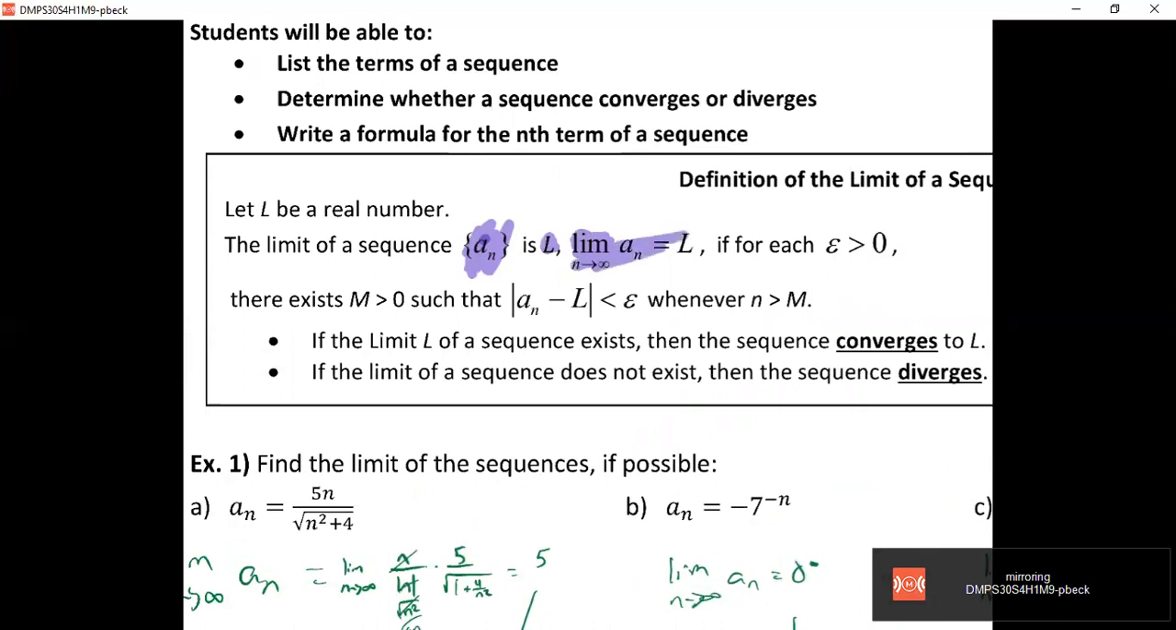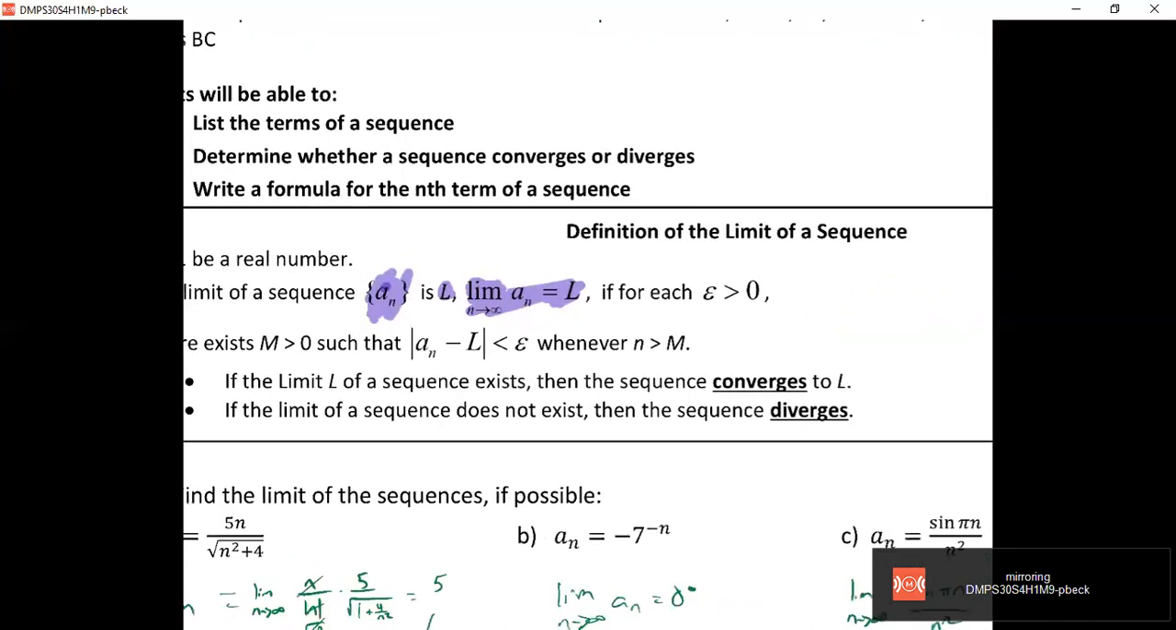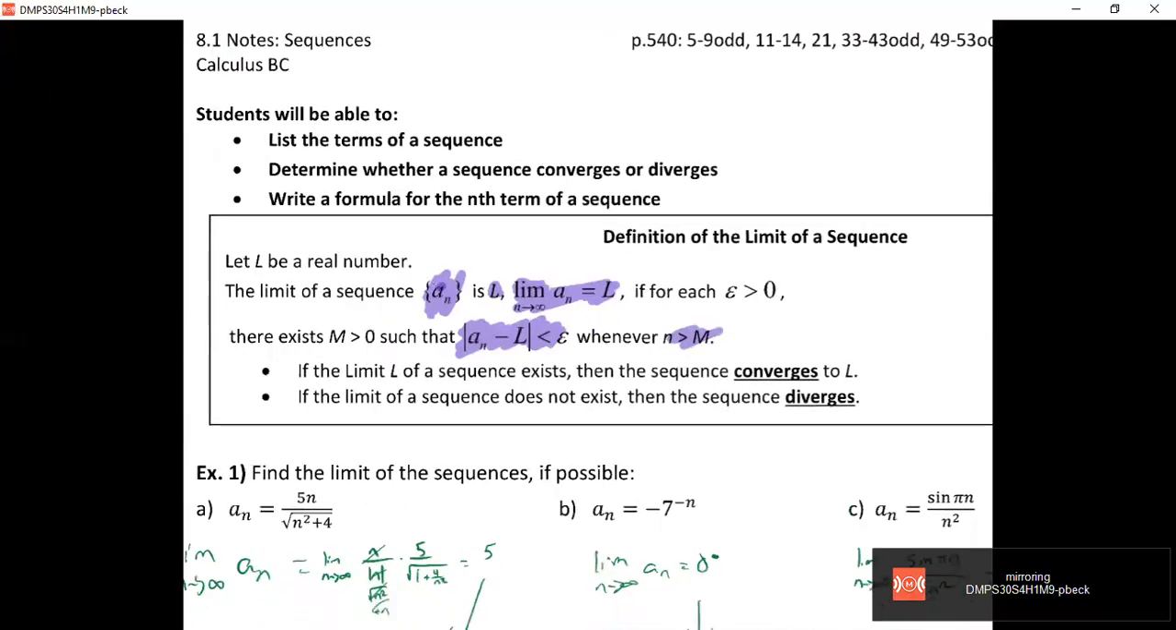So without further ado, if the limit of the sequence is L, then the limit as n approaches infinity of a sub n will equal L, and that's for every epsilon. Again, there's something more formal. You should recognize that this is connected to the formal definition of the limit in mathematics. I'm not going to get into that, again, sadly. So if the limit exists, then the sequence has to converge to a certain number. If the limit does not exist, then the sequence diverges.